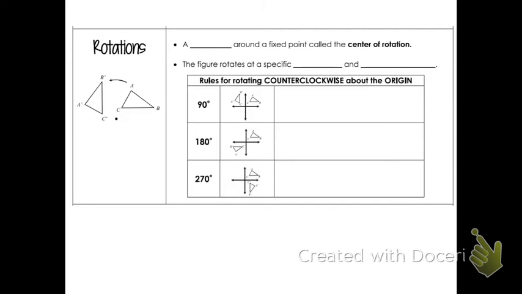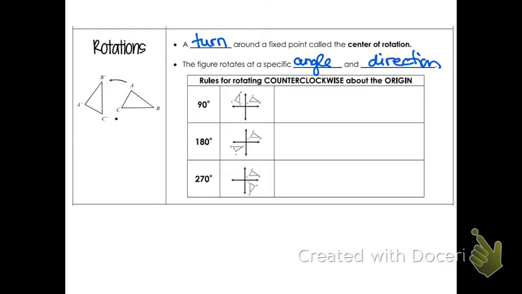On your worksheet, it starts with just a summary of those rules. A rotation is a turn around a fixed point, and the figure rotates a specific degree or angle and a specific direction, which right now we've just done counterclockwise. I don't really care if you know those words, no big deal. All right, what are those rules?